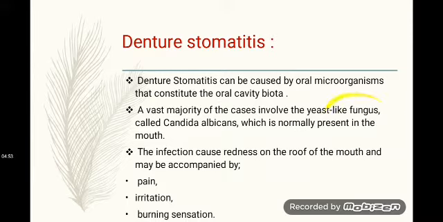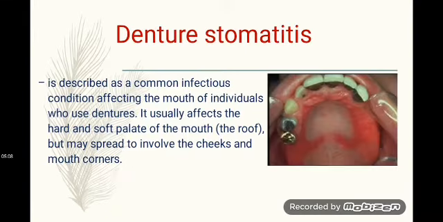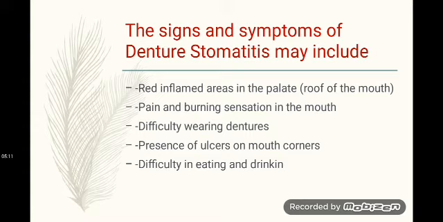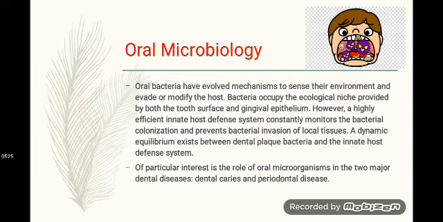Also, fungi like Candida albicans can be found in denture stomatitis. The infection causes redness of the roof of the mouth, also pain, irritation, and a burning sensation. The signs and symptoms of denture stomatitis may include a red inflamed area in the palate, pain, difficulty wearing the denture, presence of ulcers at the mouth corner, and difficulty in eating and drinking. Now we will enter oral microbiology, and I will leave my partner to complete this section of the project.